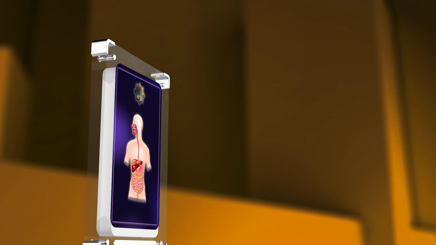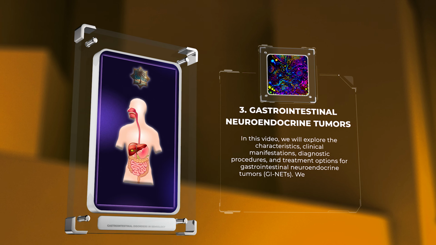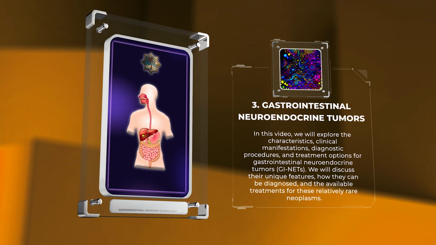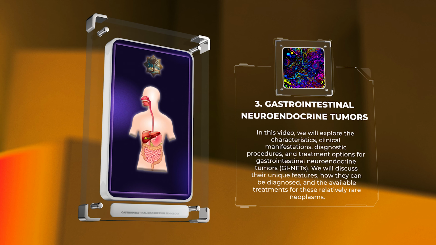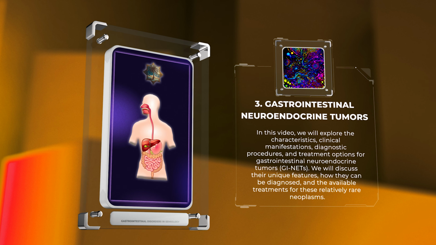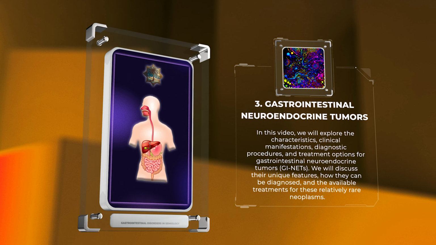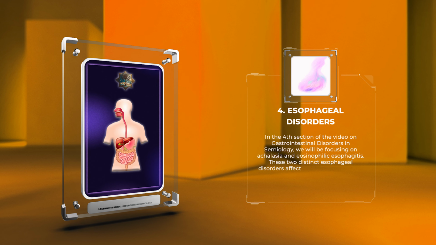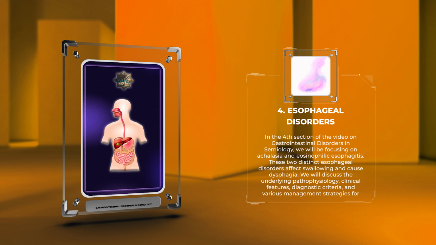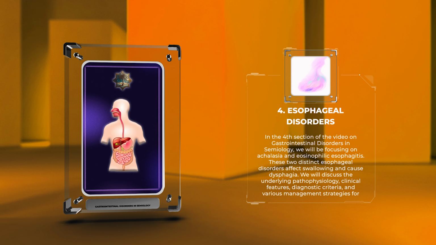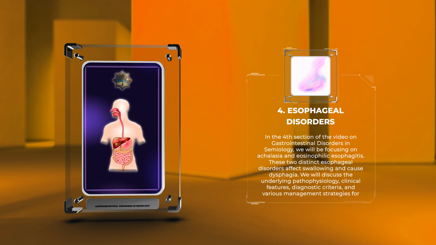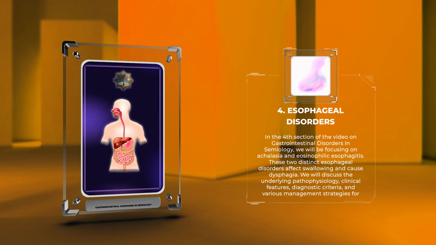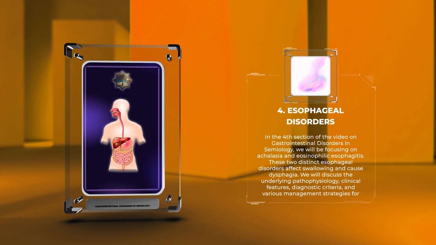In this video, we will explore the characteristics, clinical manifestations, diagnostic procedures, and treatment options for gastrointestinal neuroendocrine tumors, GI NETs. We will discuss their unique features, how they can be diagnosed, and the available treatments for these relatively rare neoplasms. In the fourth section of the video on gastrointestinal disorders and semiology, we will be focusing on achalasia and eosinophilic esophagitis. These two distinct esophageal disorders affect swallowing and cause dysphagia. We will discuss the underlying pathophysiology, clinical features, diagnostic criteria, and various management strategies for these conditions.